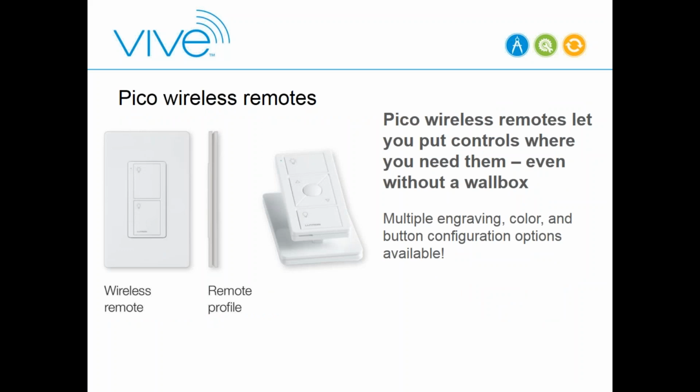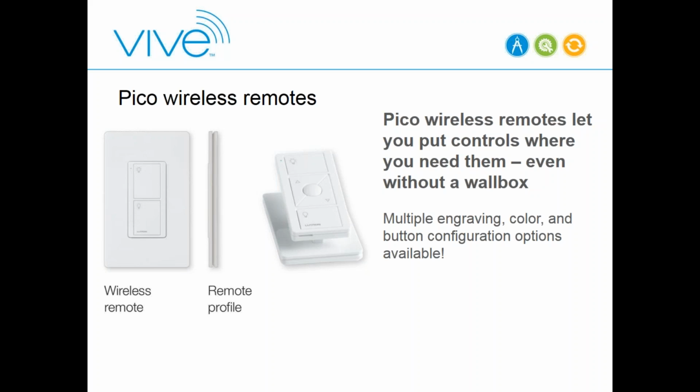Then one of my little favorite parts of the system is called the Pico wireless remote. As you can see on the left, that wireless remote means that you can add it as a switch on the wall, but not need the wall box. So that profile shows that there's no thickness. There's no wall box needed. You can place that control anywhere. And this is great when you're doing existing buildings especially.